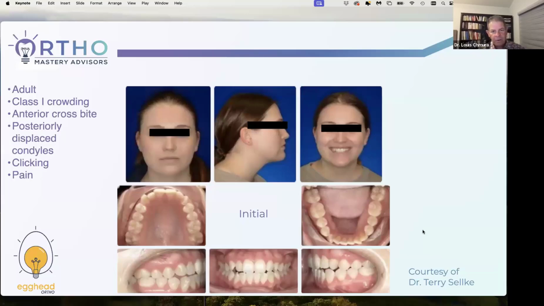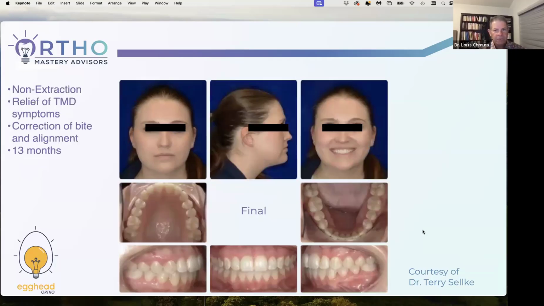Terry Selke is not only an orthodontist, he's one of the better orthodontists in the world. He may have put braces on those upper and lower bicuspid to bicuspid, lined those up, gotten rid of the massive rotations in 3 months, and then gone to aligners. He has tools you don't have. And there's where they finished in 13 months. Right. And now she doesn't have the TMD symptoms that she had.